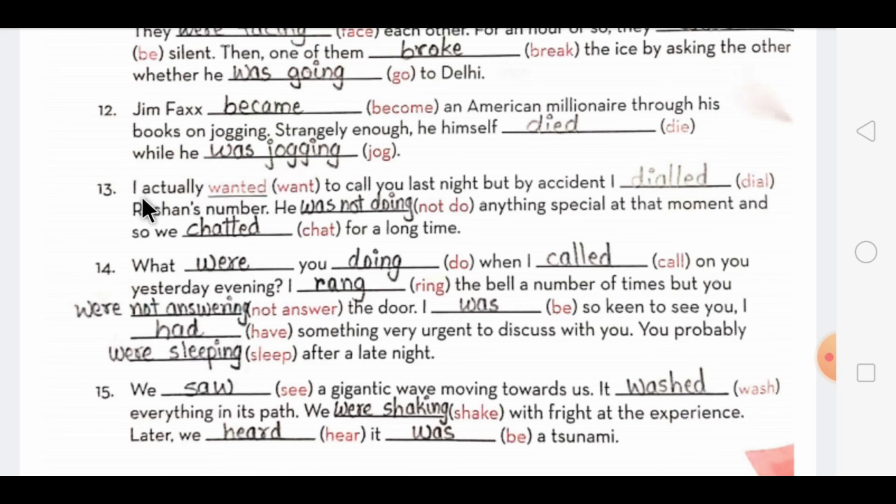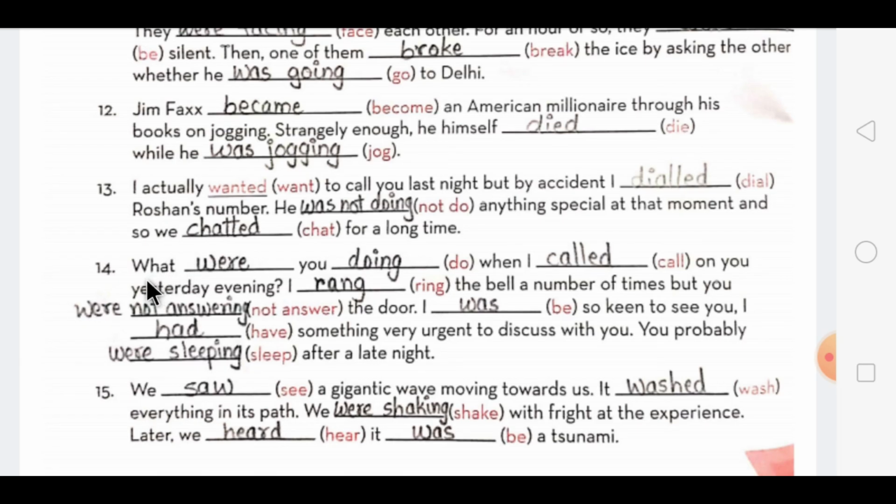Then the 13th one is, I actually wanted to call you last night, but by accident I dialed Roshan's number. Means here it happened for a short time, so we used the V2 form of the verb. Then he was not doing, here the action continues, anything special at that moment, and so we chatted for a long time.